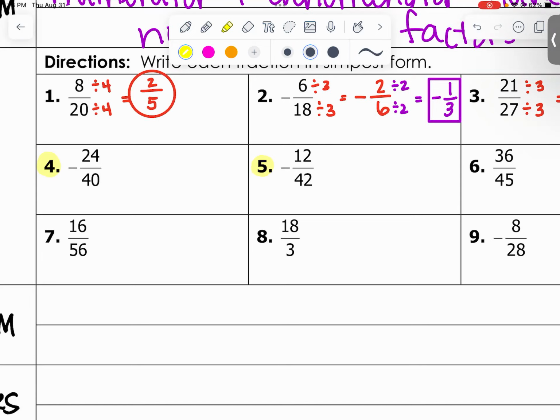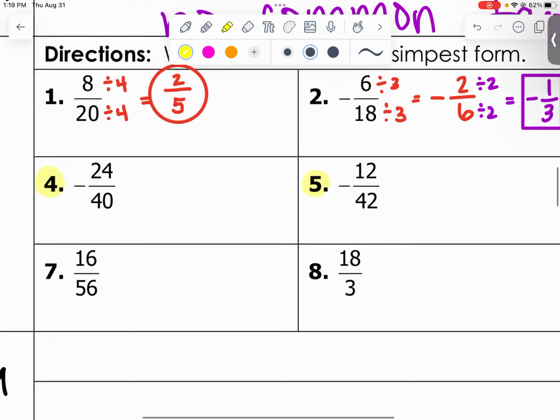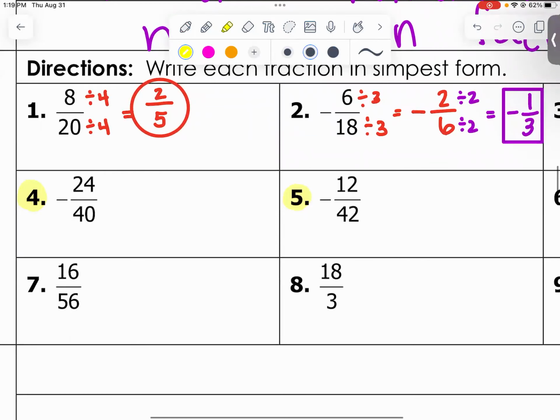Okay, 4 and 5. But it's very simple. Just one. 4 and 5.